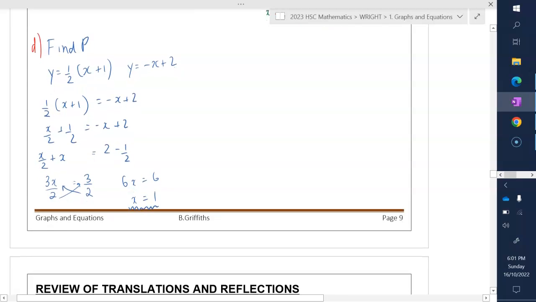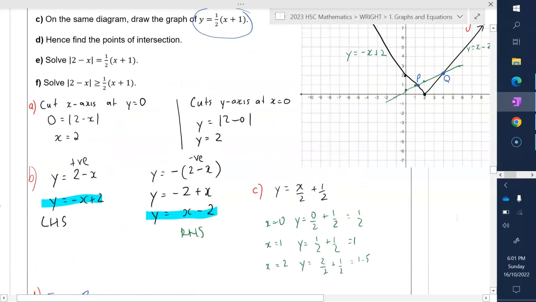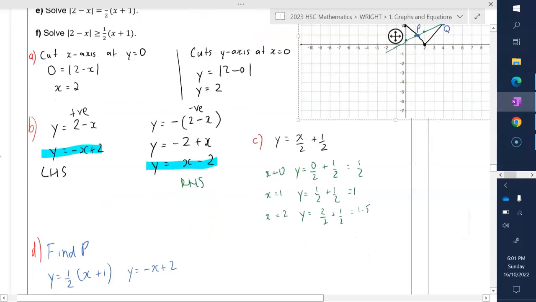Let's find our y value that corresponds with that. Y is going to be equal to, let's pop it into this one, minus 1 plus 2, which is 1. There's our first point of intersection, 1, 1. Does that look about right? Well, I think we were pretty close with our graph here. It does look about 1, 1. So we would have gone a little bit over 1. So that looks pretty good.